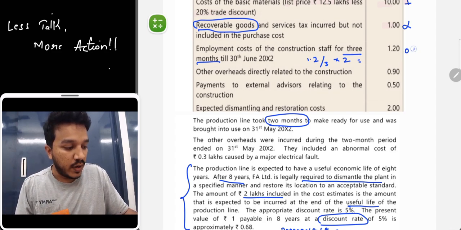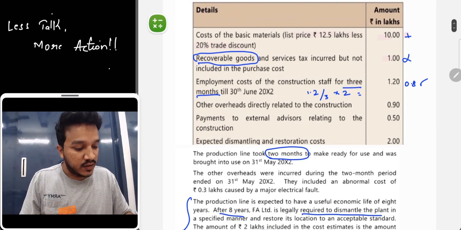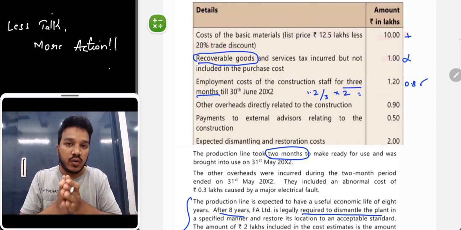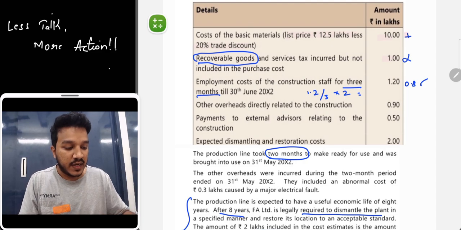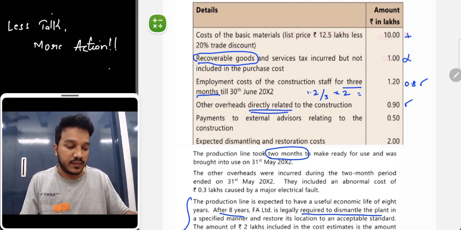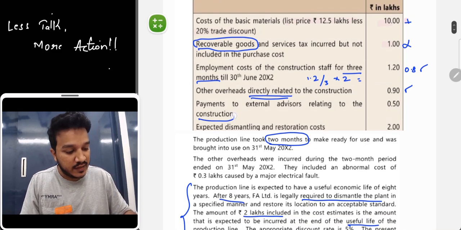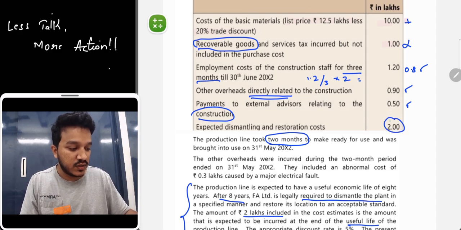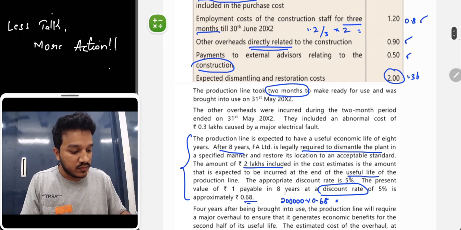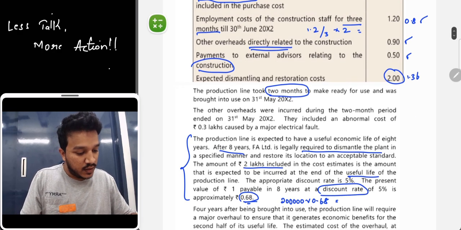Only 0.8 will be added. Okay, 0.4 will go and sit in P&L. Other overheads directly related, so basically overhead cost we will not capitalize it, but here it says directly related, then this will also come. Perfect. Payment to external advisors relating to construction, so this will also come. Expected dismantling restoration cost we did in this, only 1.36 we will consider here because we consider the present value, 1.36. Clear, not clear?